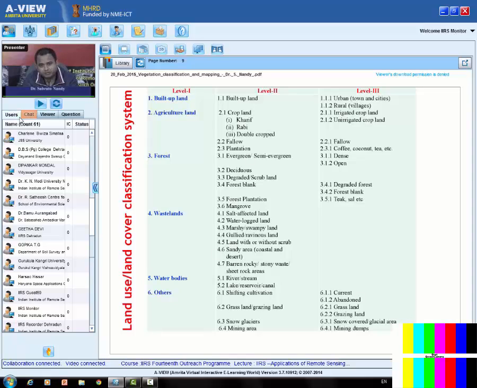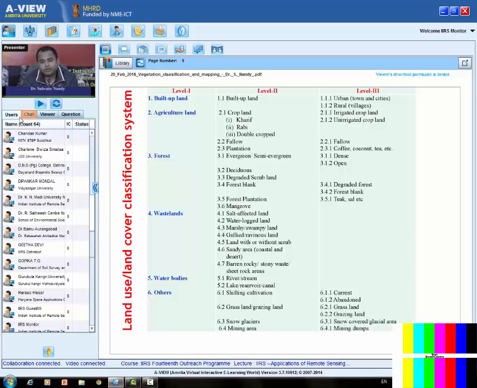There are different levels. Level 1 is broad types. Then level 2 and level 3, and it can be level 4. But again, this depends on the objective of the study. If my objective is only forest cover monitoring in an area, or it's a bigger area, I can go for level 1 classification. If my objective is to study the biodiversity in an area, I should go for level 4 classification.